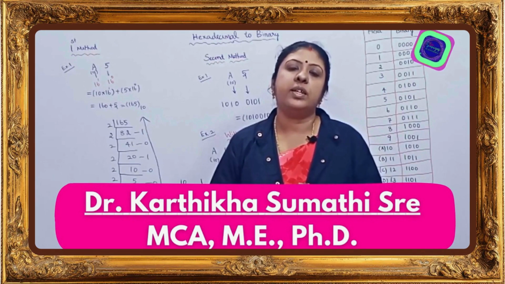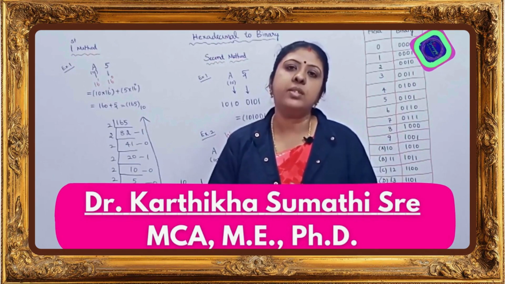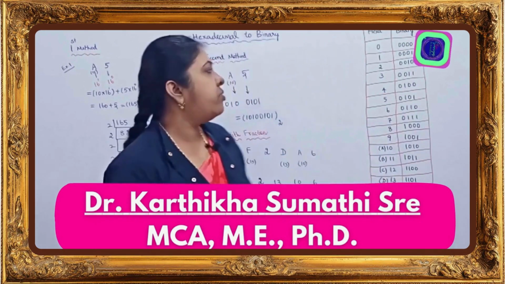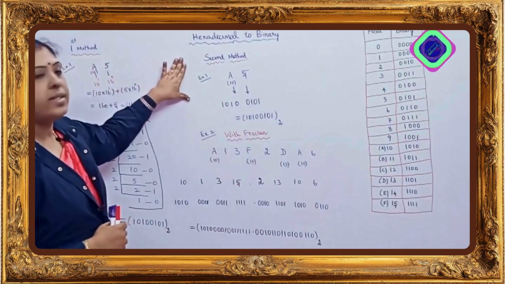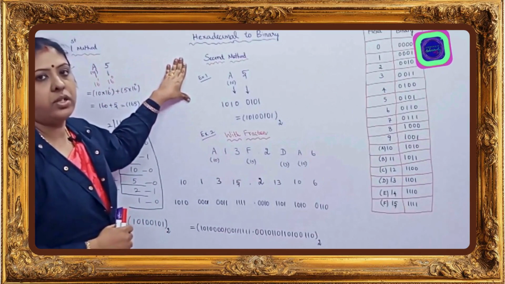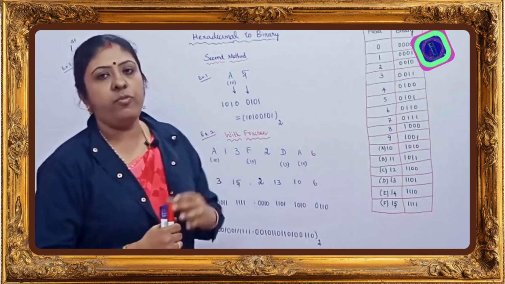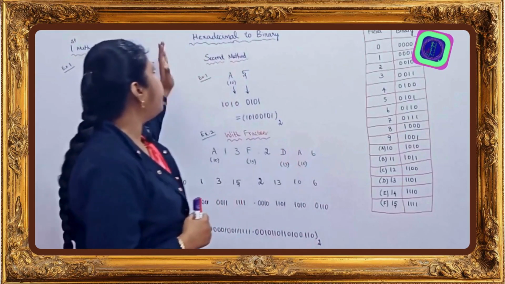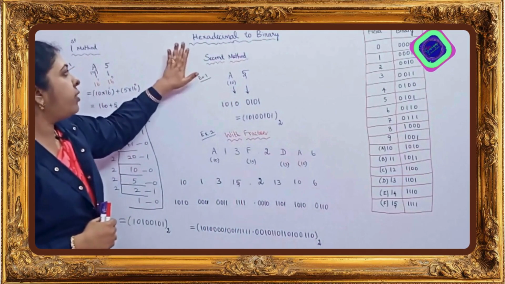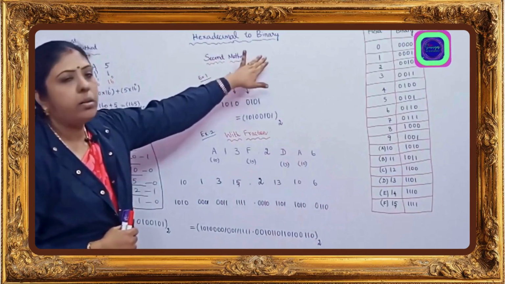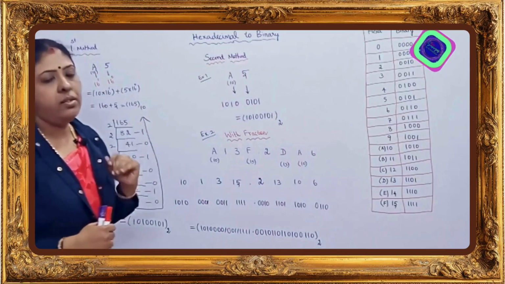We had been discussing the number system conversion types, the number system conversion series. In today's video, we are going to discuss the hexadecimal to binary conversion. In the hexadecimal to binary conversion, we can use two types of methods. The first method is converting the hexadecimal to decimal, and from the decimal converting it to binary. This is the first method.